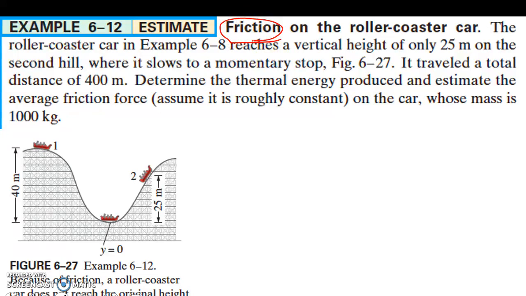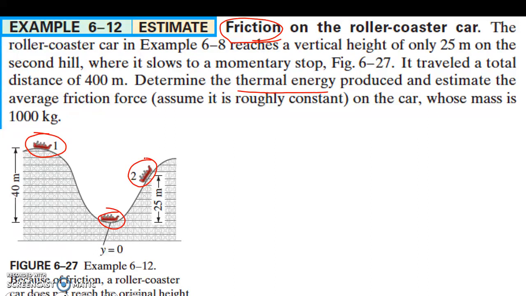Now remember, friction is non-conservative work, so therefore that's going to release energy. Usually it's thermal energy, and that's what we're going to talk about here. Okay, so here's an example of what this looks like. We have a roller coaster from the previous problem up at 40 meters. At the very bottom, there's its height, and then here it is at 25 meters. Okay, so the car releases as it goes down.